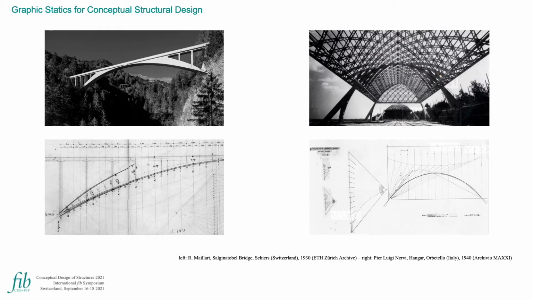As shown by these two examples, the Salginatobel Bridge by Robert Maillart and the Hungarian Orbetello by Pierluigi Nervi, graphic statics is a powerful tool for conceptual structural design. Graphic statics is grounded on the use of two diagrams, the form diagram and the force diagram. The form diagram shows the geometric layout of a loaded structure and the forces applied to it. The force diagram represents the equilibrium of the forces within the structure. Through these two diagrams, with graphic statics, it is possible to design structures controlling form and forces at the same time.